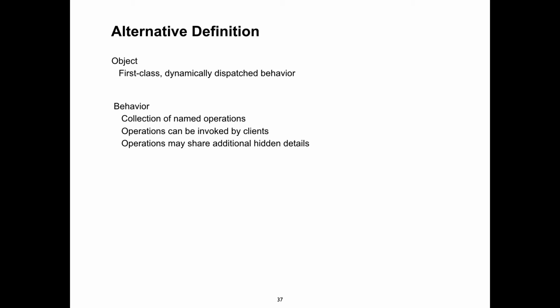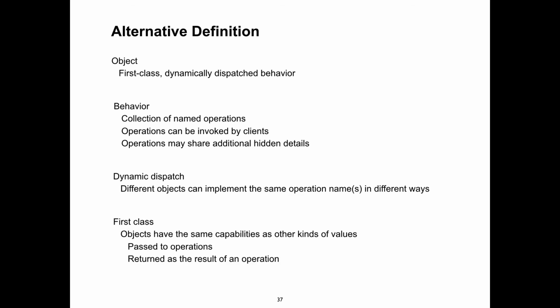Behavior is just, it does something, right? Operations, functions, whatever you want to call them. Dynamic dispatch means that different objects with the same operations, same names, do different things. When you say first class, and I've heard that referred to, like some languages have functions as first-class objects.